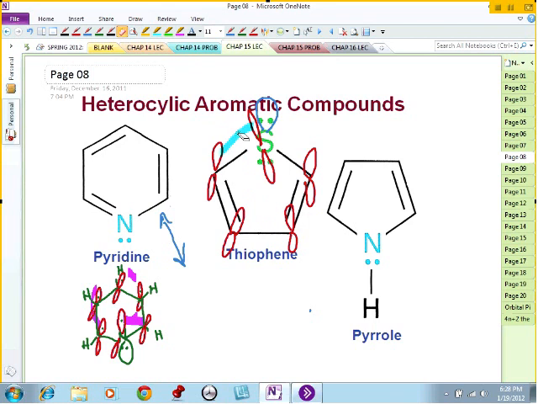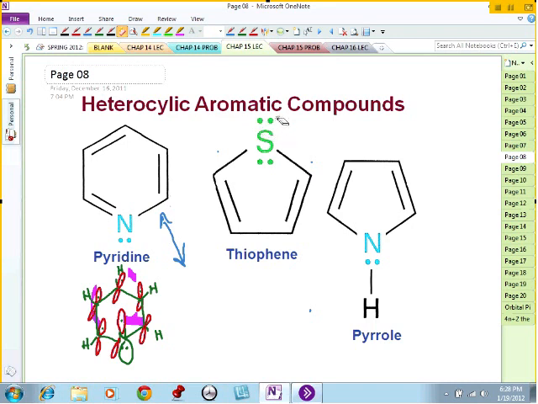Now let me show what it looks like. Between this p orbital, and sometimes we could also get overlap between this and this. In other words, those electrons could simply move around. The two electrons in this p orbital here could also move along this aromatic electron system within the aromatic molecule. So we also say this molecule here is aromatic because, as you can see here, it contains 6 pi electrons.